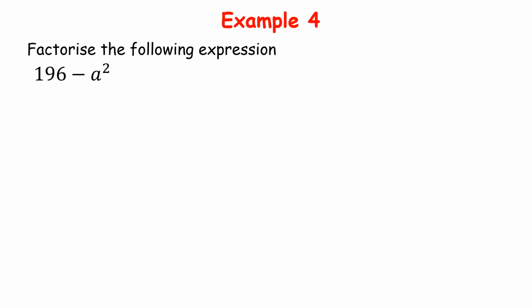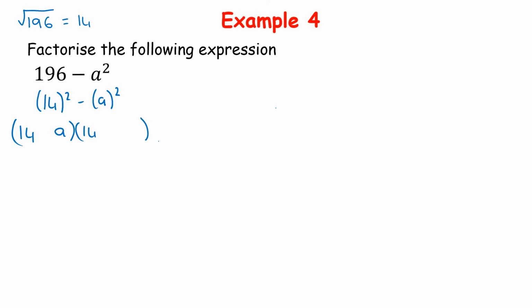Still a difference of two squares, or is it? I don't know what 196 is. So you go to your calculator and you say square root of 196 and it tells you, oh, it's 14. So you can always check, because if you put a number in that isn't a perfect square, you're not going to get an answer. So this is 14 squared minus a squared. Open our two brackets. We get 14a, 14a, plus in one, minus in the other.